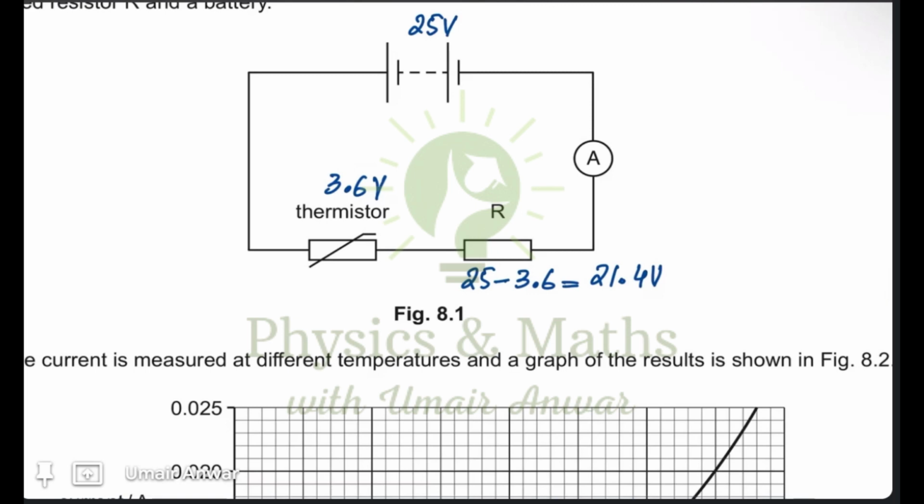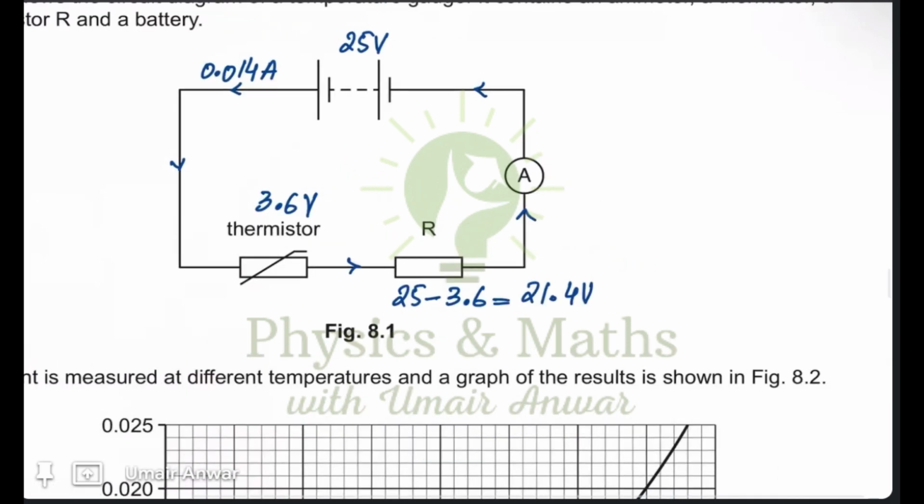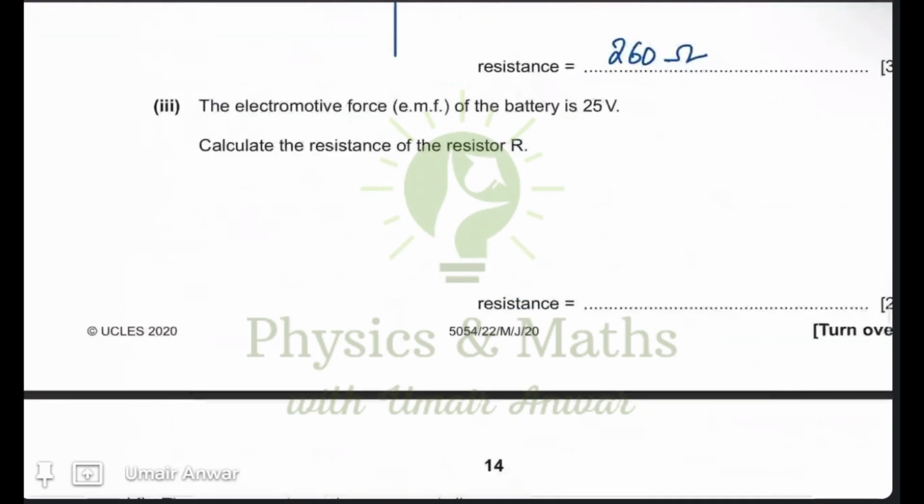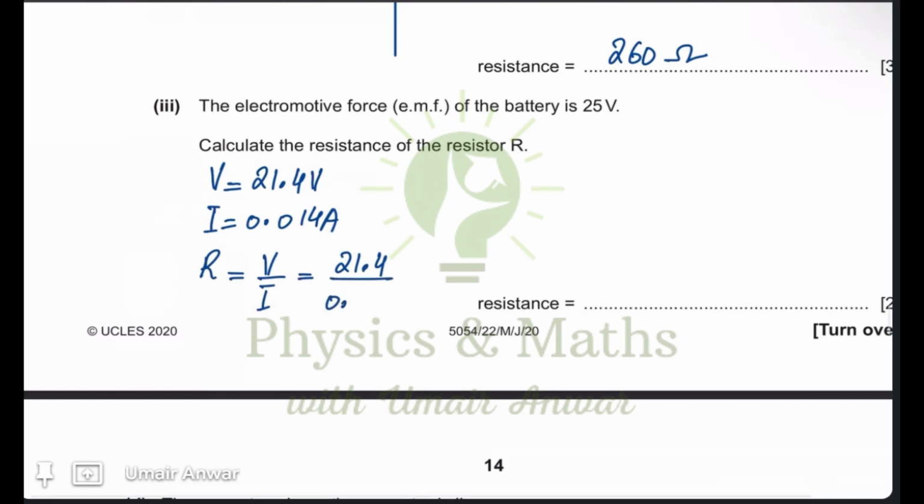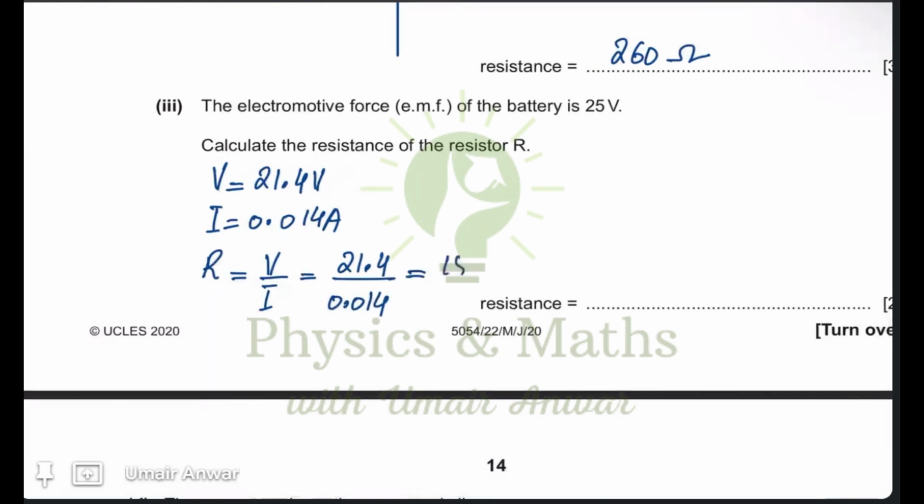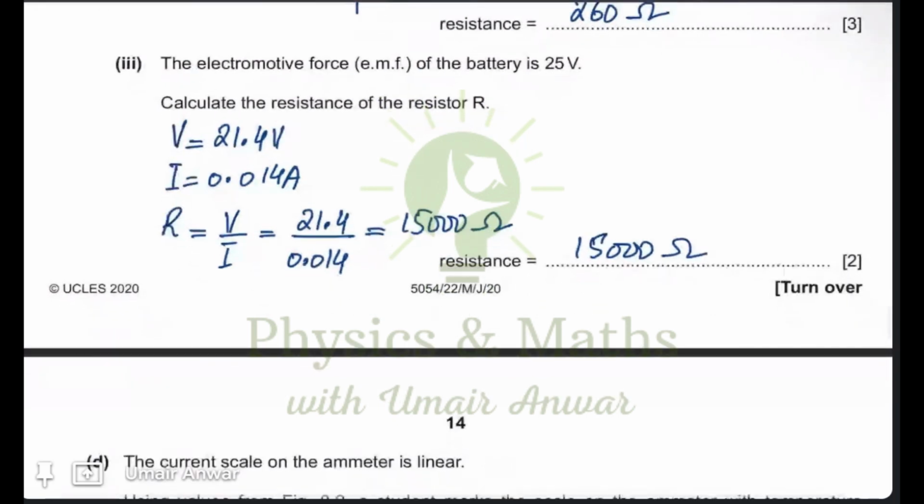Similarly, it is a series circuit, so the current through all of the circuit is going to remain the same. And from the previous part, we know that the current was 0.014 amperes. So the same current is going to flow through the circuit. So I'm noting down the two values: the voltage for the resistor R is 21.4 volts and the current is 0.014 amperes. So resistance would be voltage divided by current. Voltage is 21.4 and current is 0.014. So the answer is 15,000 ohms. Resistance of permanent resistor here is 15,000 ohms.